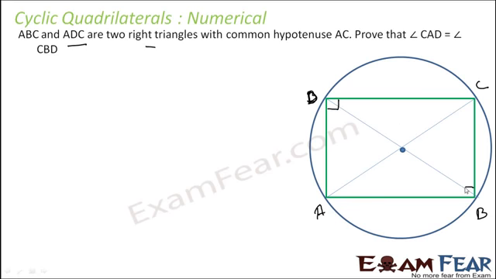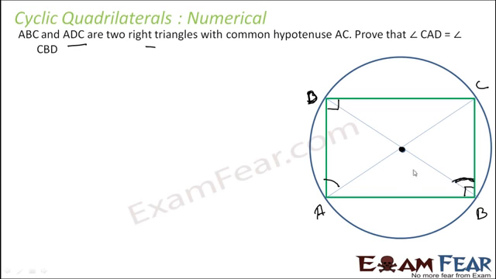Since they are right triangles, it has to pass through center. AC has to be diameter. So we have to prove that angle CAD is equal to CBD. What is the angle CAD? CAD, this angle, is equal to angle CBD. These two angles, the same we have to prove.